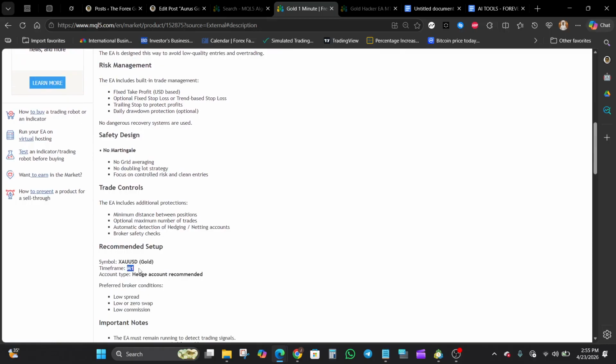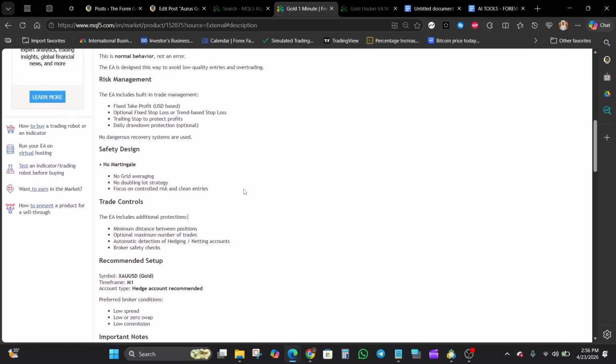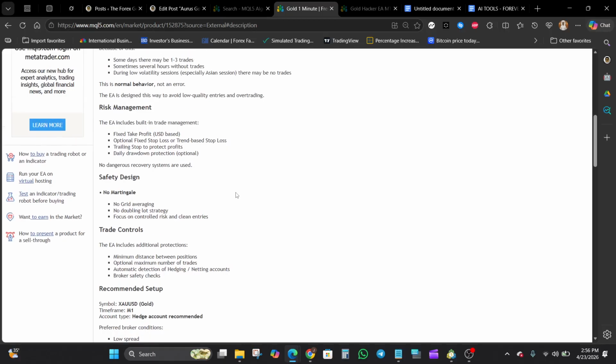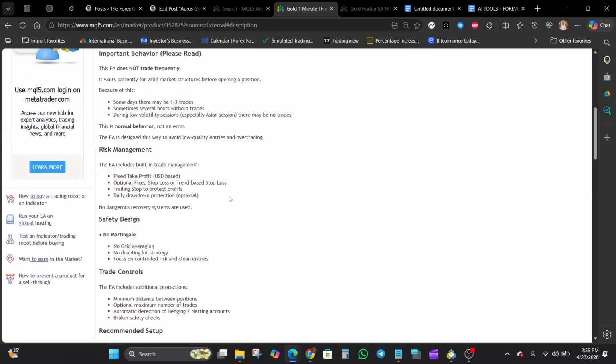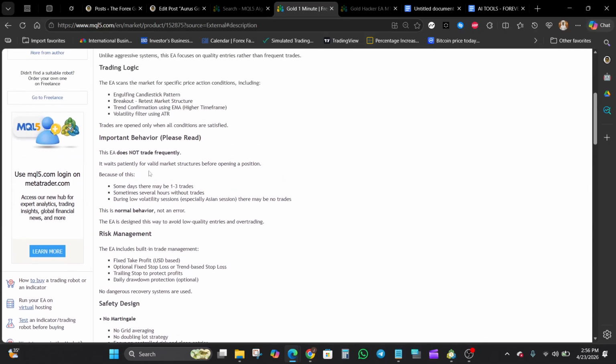All right, we can see that here, which immediately tells me we are dealing with a precision based, fast reacting strategy. But what stands out is that despite being on the 1 minute chart, it's not trying to overtrade. In fact, the developer makes it very clear this EA focuses on quality entries. You can see the EA does not trade frequently, which is something you don't usually see with M1 systems. Instead of constant scalping, it waits for very specific conditions before entering the market.